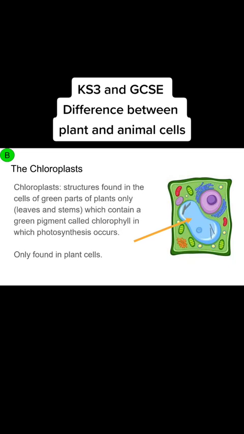The final structure that is different from animal cell and only found in plant cell is chloroplast. Chloroplast is responsible for the green part of the plant, which is in the leaf and stem, because it contains a pigment called chlorophyll. The job of the chlorophyll is to absorb sunlight for the process of photosynthesis. Photosynthesis is the process by which the green plant makes its own food.